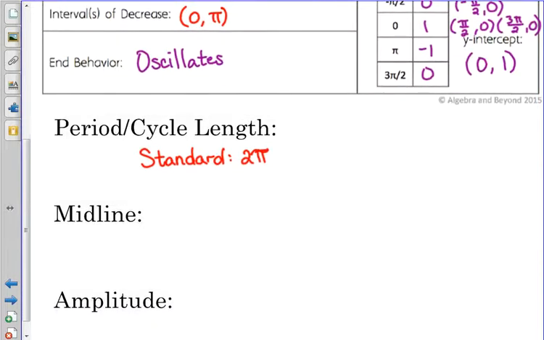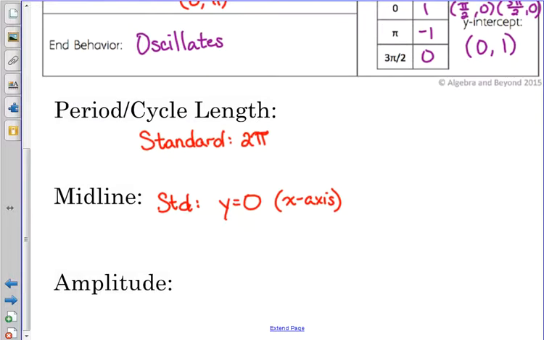Midline, what runs right through the middle, same deal. The standard is y equals 0, or the x-axis. And the amplitude, same thing. The standard is 1. From the middle to the max, from the middle to the min, for both of those, it's 1. So, last thing we need to talk about today is what makes them not have the standard. What conditions cause them to be a little bit different?